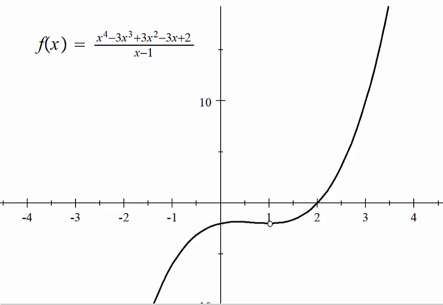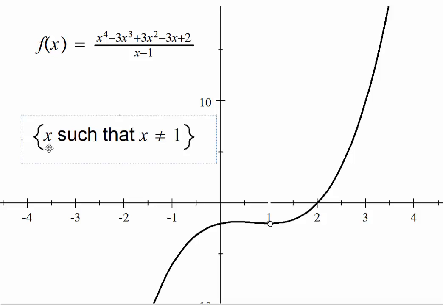In other words, x equals 1 cannot be in the domain of this function. So the domain of this function is the real number values of x such that x is not equal to 1, or in another notation, the union of these two intervals, expressing that negative infinity to 1 can be part of the domain. So does 1 to infinity, but 1 cannot be in the domain of this function.